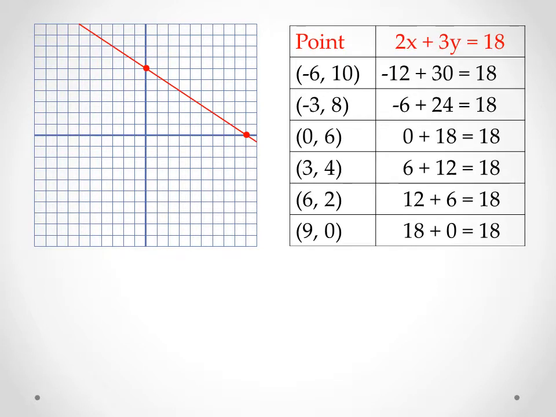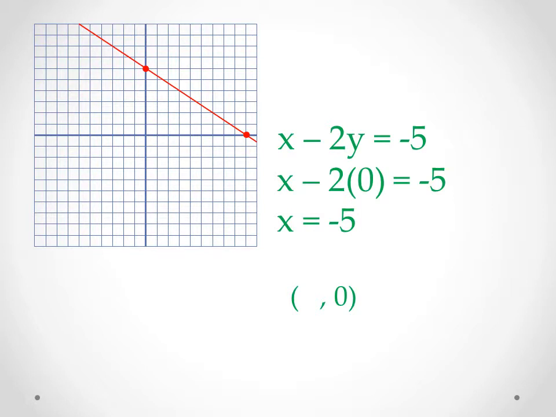And you can check it out. Check it out at, say, x equals 6. 6 times 2 would be 12. We find our answer for y is 2 there. 2 times 3 is 6. 12 plus 6 is 18. Your point checks. Okay, x minus 2y is equal to negative 5.